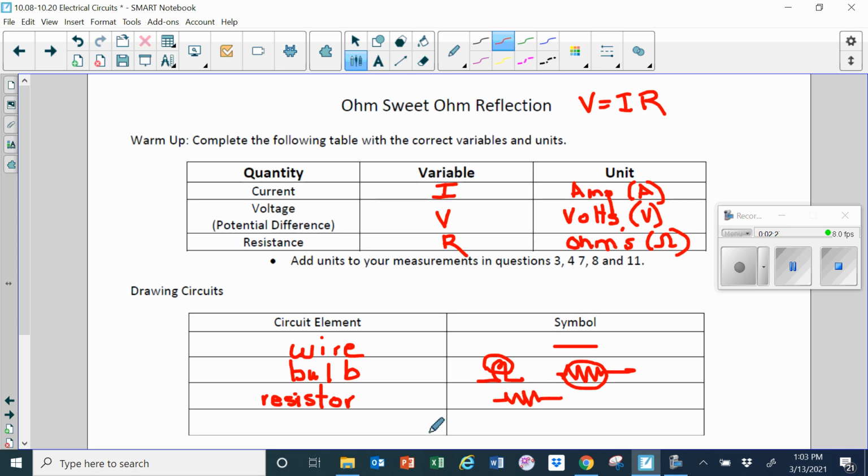And then a battery, the power source, the device that basically provides the voltage or the potential difference. This is the wire with a big bar, which is the positive side, and here's a little bar, which is the negative side. Okay, so those are the symbols. This is all review. Okay, so let's go to the lab itself and answer some questions about it.